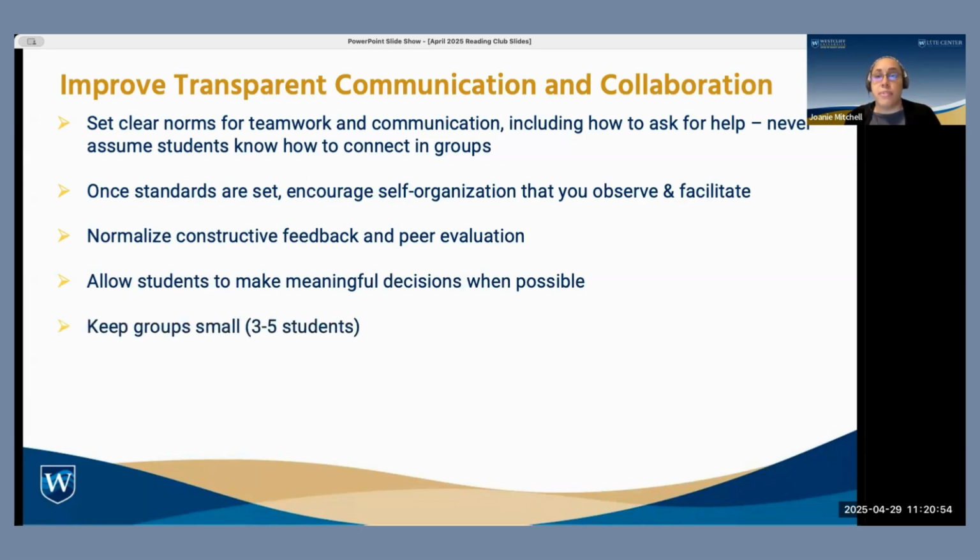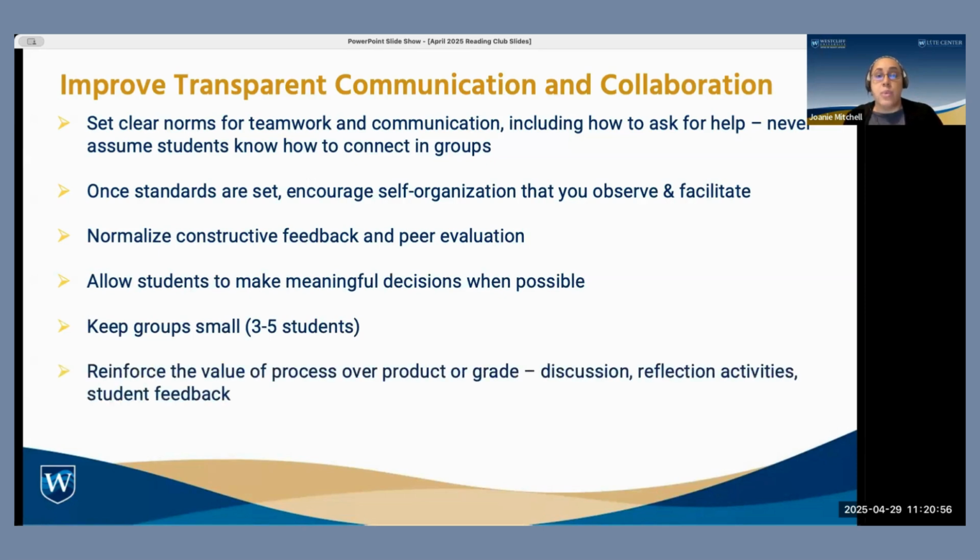Keep groups small, 3 to 5 students, and reinforce the value of the process over the product. This was a big one. We know that you're here for a grade, right? When you're with your students, you know that they're there for a grade. But discussion, reflection activities, and student feedback and peer feedback should also be really valuable ways that you can add value to reinforce that value of the process.